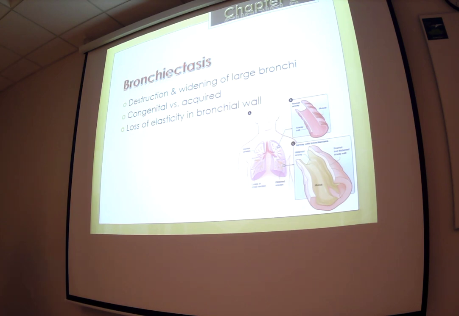Bronchiectasis. Again, this is caused by chronic lung infections, such as cystic fibrosis, for instance. It is destructive and widening of the large bronchi. You see here, again, you have the normal airway, then the inflammation and the mucus production. It can cause permanent abnormal dilation of one or more of the large bronchi due to that loss of elasticity in the bronchial walls.